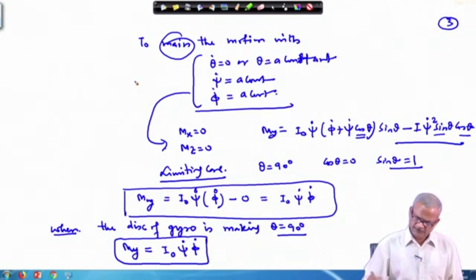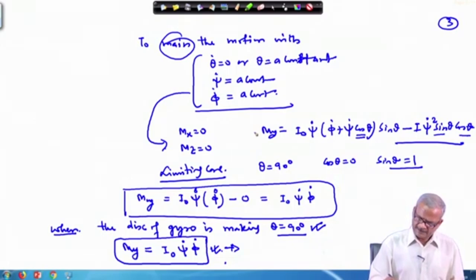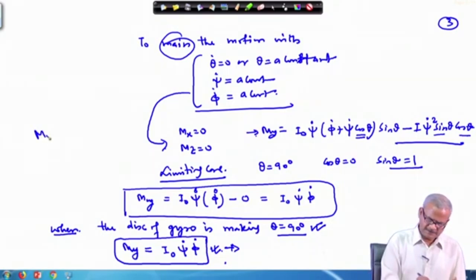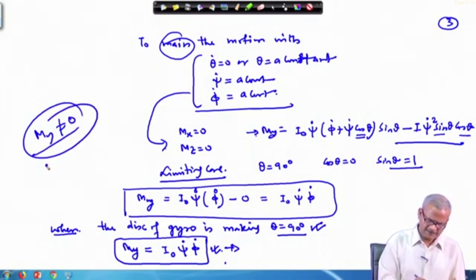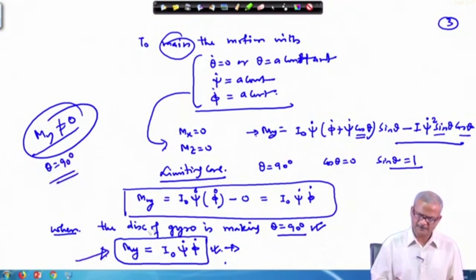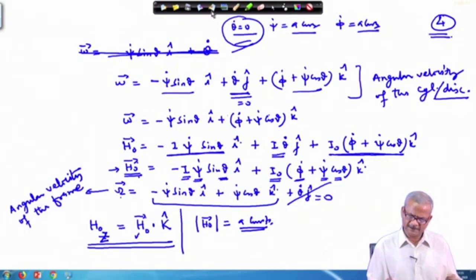Okay, then we looked into the limiting condition, that when theta equal to 0, how the torque will be described. It gets a lot simplified in that case. So, m y is present, m y is non-zero, and in that case we are taking theta equal to 90 degree. So, this is the equation that we got. Okay. So, this topic got over in that place.